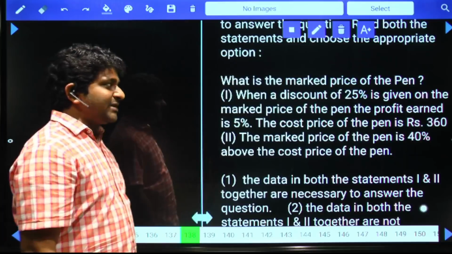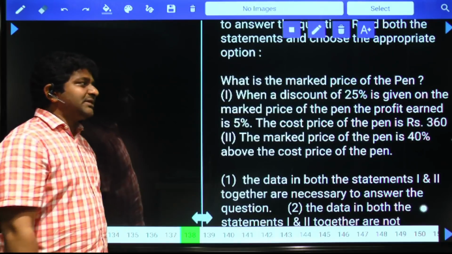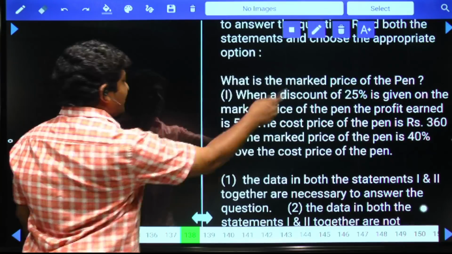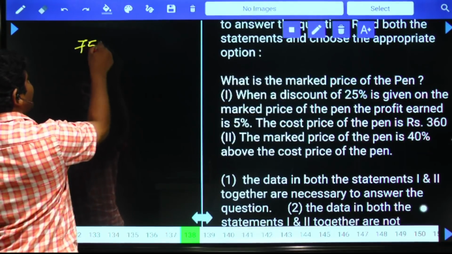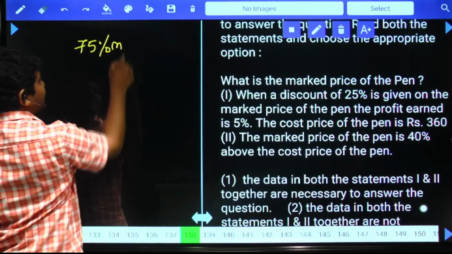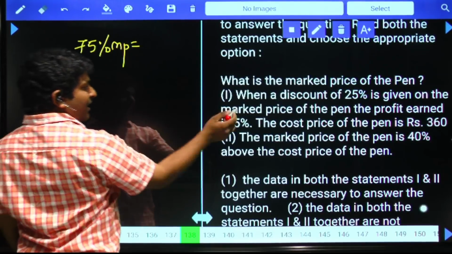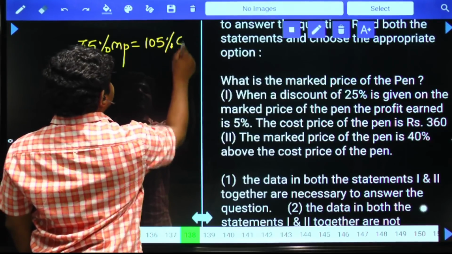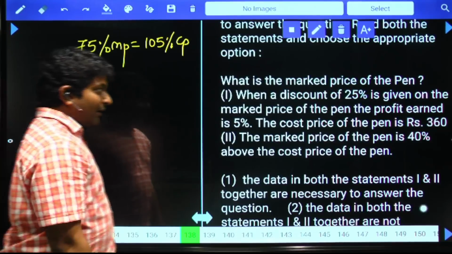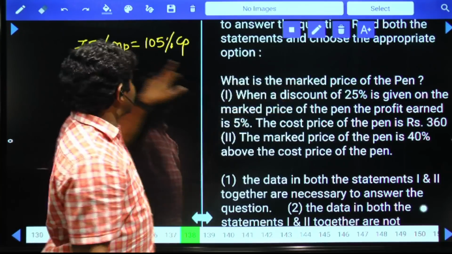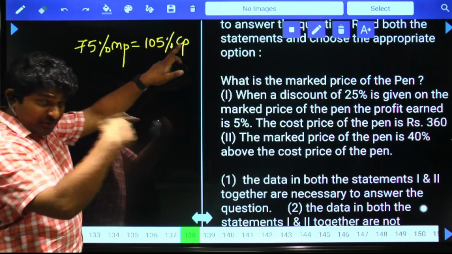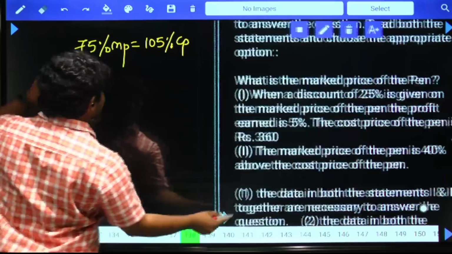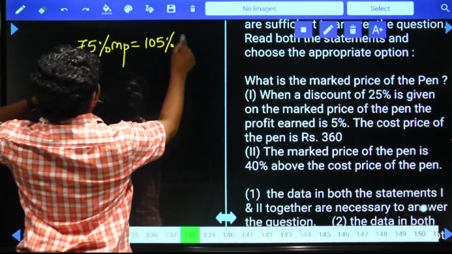Next, what is the market price of the pen? When a discount of 25% is given on the market price of the pen, the profit earned is 5%. If 25% discount is given, we are selling the item at 75% of the market price, and by doing this we are getting 5% profit, which is equal to 105% of the cost price. Now your question is to identify market price. For market price, you need to know how much is cost price. The cost price of the pen is 360. Yes, cost price is equal to 360.